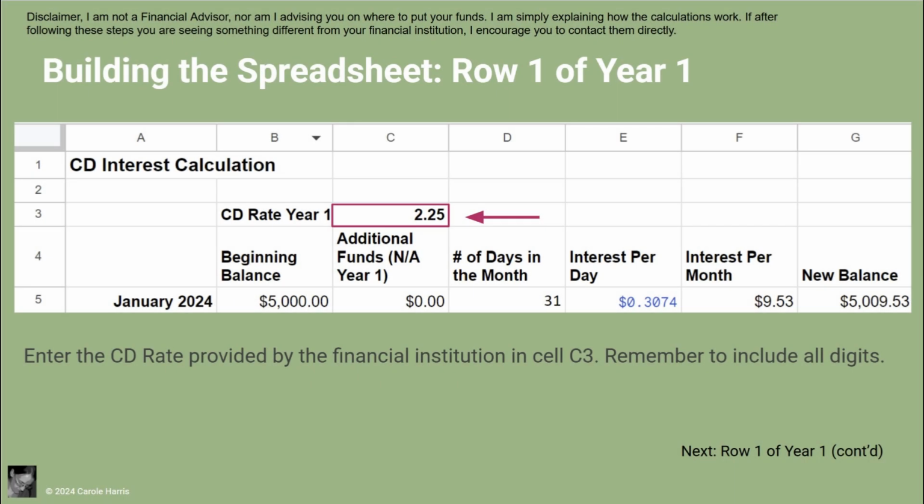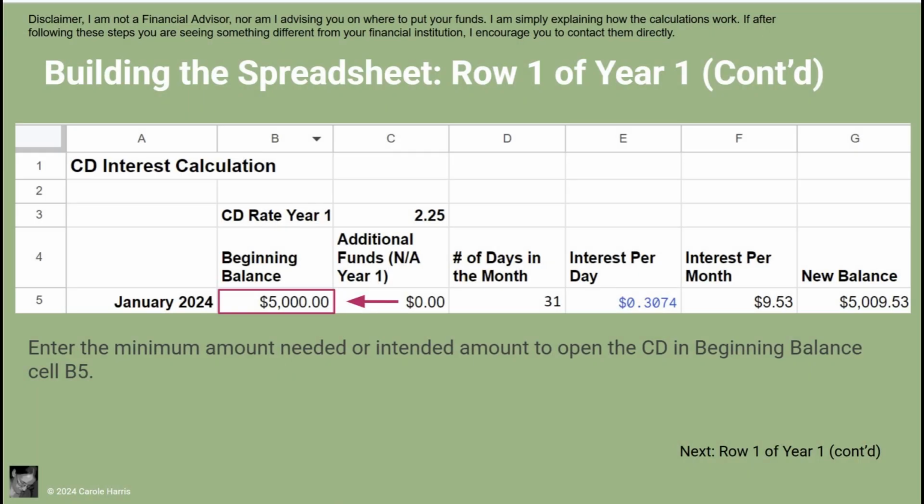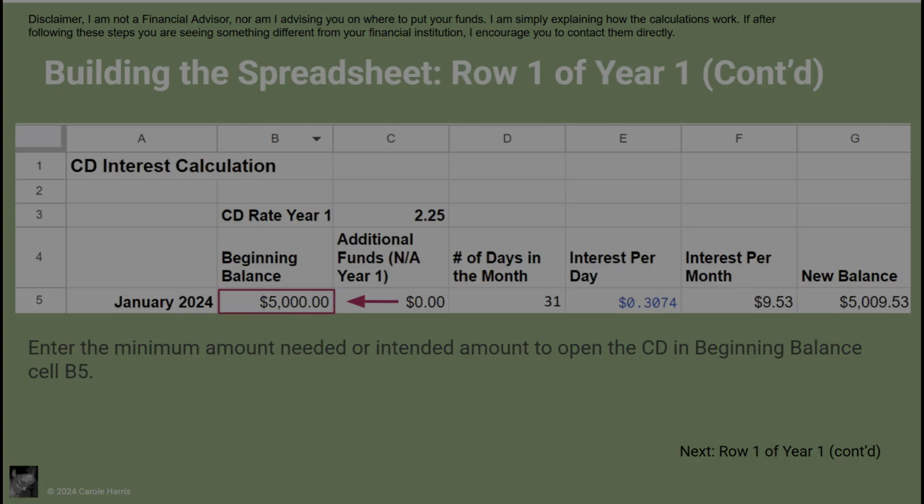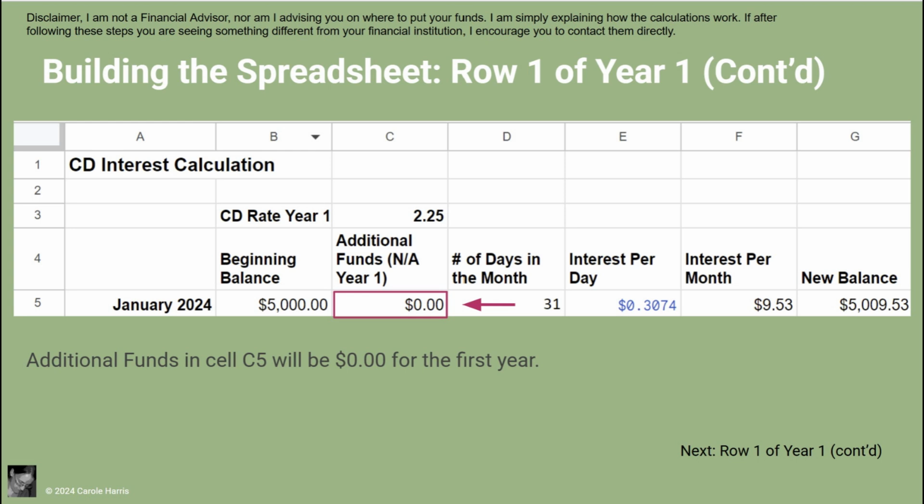Now it's time to add data. In cell C3, enter your CD rate and remember to include all digits after the decimal point. In cell B5, enter the beginning balance. This is the minimum amount required by your financial institution or a higher amount. In cell C5, enter $0. This amount will only apply to subsequent years.